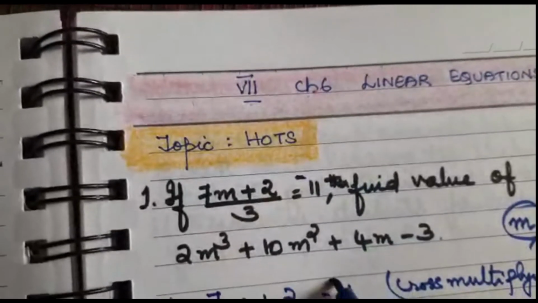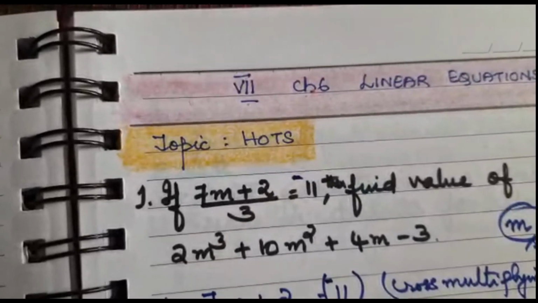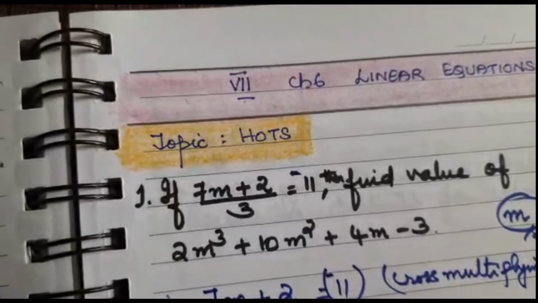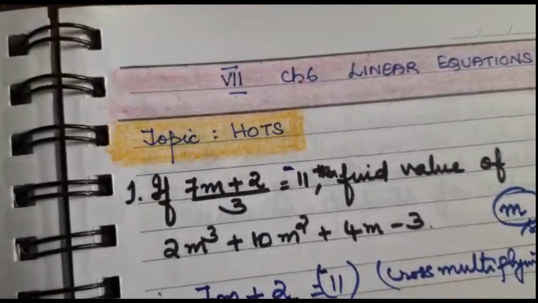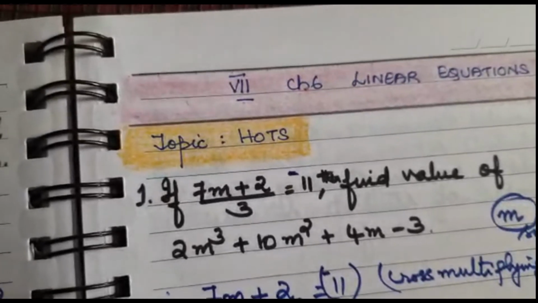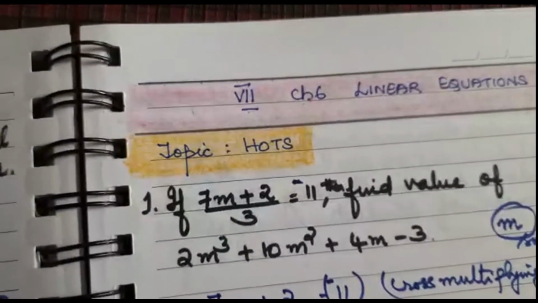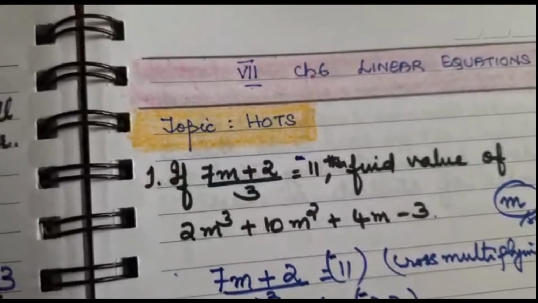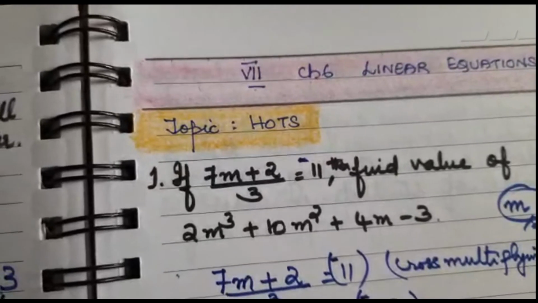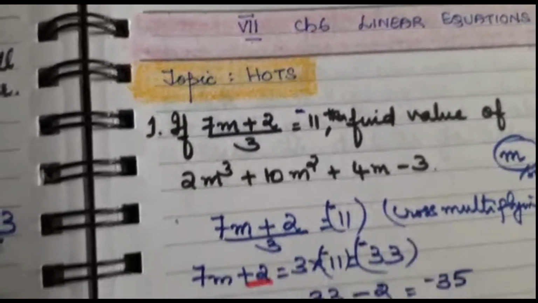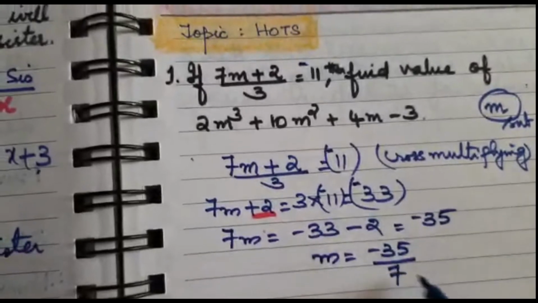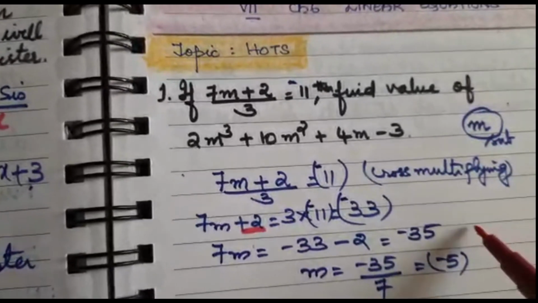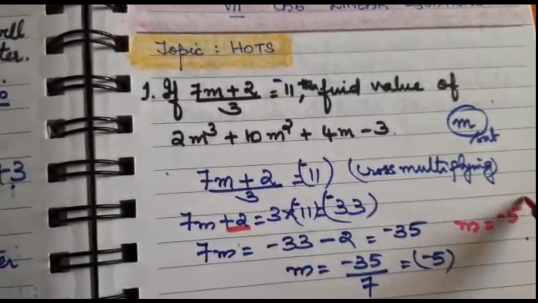Okay. So here it is minus 11. The question is minus 11. So it becomes minus 33. Now 7m equals minus 33 minus 2, because here plus 2, as it moves to the other side, it becomes minus 2. That is minus 35. Now what is m? m is equal to minus 35 upon 7, that is equal to minus 5. So you got the value of m is equal to minus 5.